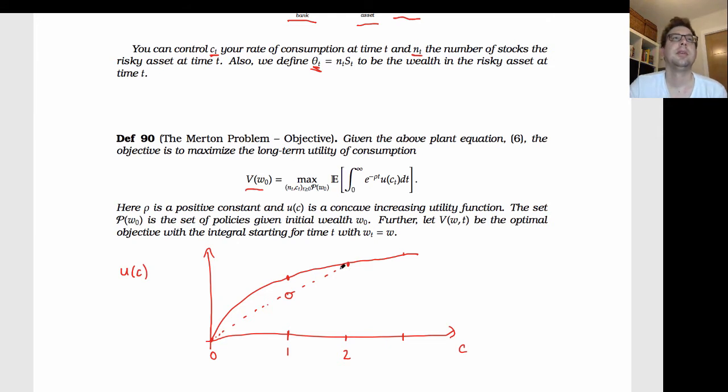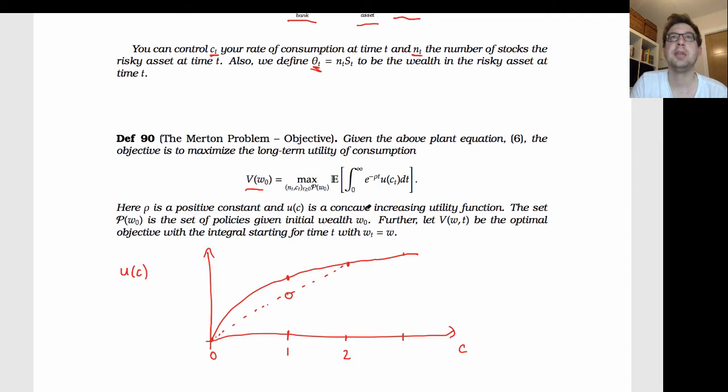Again, rho here is a positive constant representing how we discount money over time, how I prefer to invest money today rather than tomorrow, and I do that in a constant, exponentially decaying way. U of C is a concave increasing utility function, so something like what I've drawn here. We're going to let P of W0 be the set of admissible policies, so sets of things I'm allowed to do with my wealth, given the initial wealth W0.